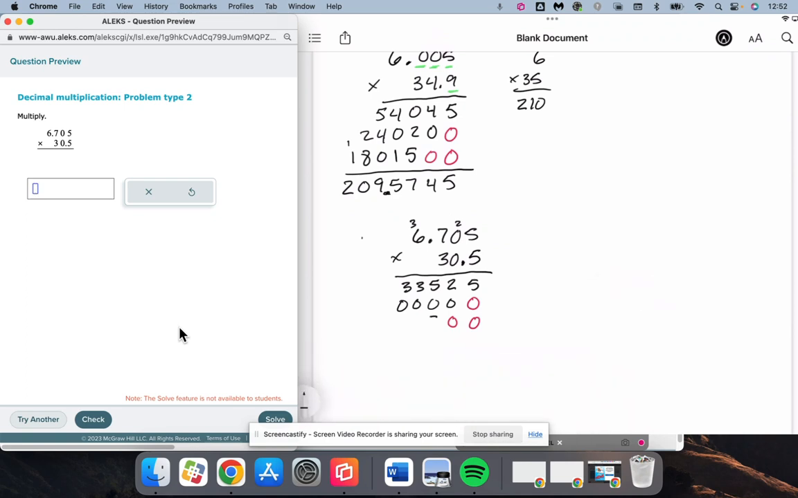3 times 5 is 15. Carry the 1. 3 times 0 is 0. Plus 1 is 1. 3 times 7 is 21. Carry the 2. 3 times 6 is 18. Plus 2 is 20.